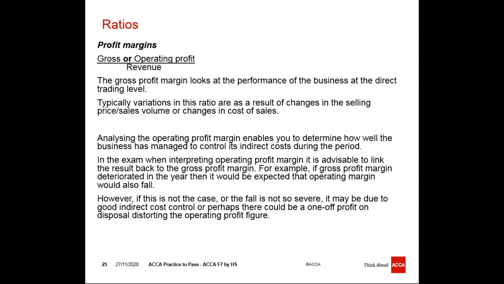Gross profit percentage, gross profit upon revenue, or operating profit upon revenue. Gross profit is usually connected with the sales price and the cost of sales. And the net profit, operating profit, is partially connected with the gross profit, and the second part is linked to the operating expenses.